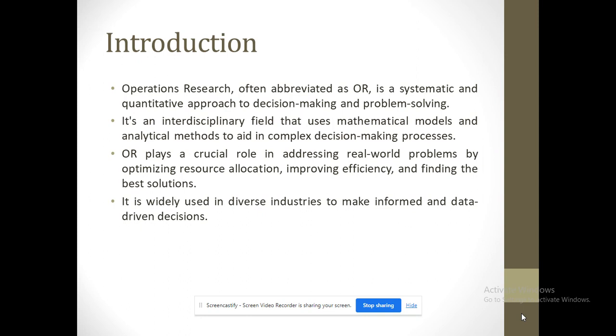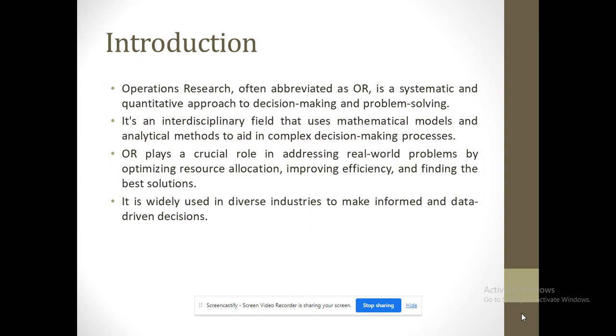Operation Research, commonly known as OR, is a powerful problem solving and decision making approach that uses mathematical models and analytical techniques to find the most optimal solutions to complex problems. It is like having a strategic toolkit for making the best decisions in a structured and systematic way.